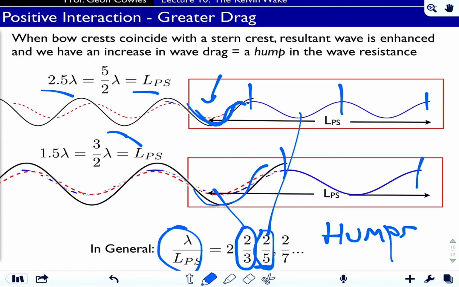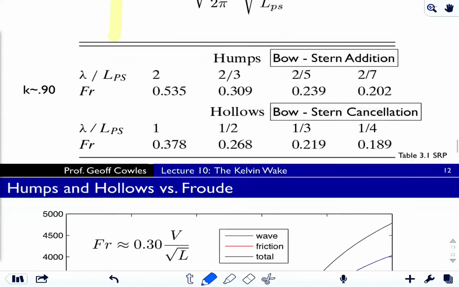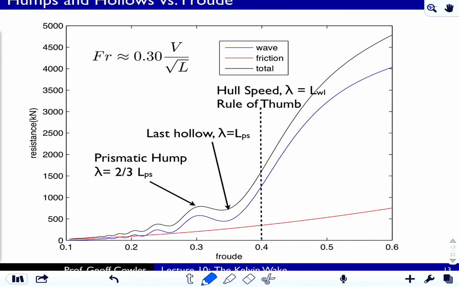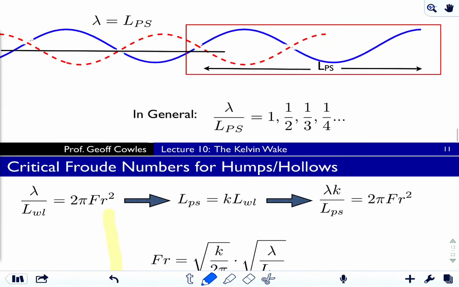Maybe I can point those out to you on here. I'm going to scoot ahead. Those would be, this one is the 2/3, this one is the 2/5. Let me come back here.